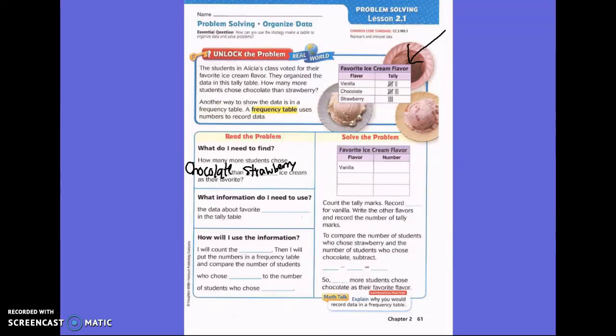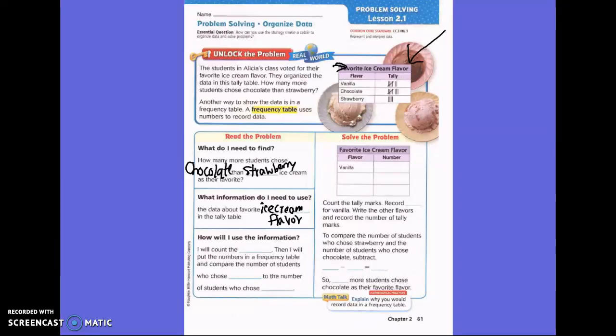Now, what information do I need to use? We're going to use the data table about favorite what? What is the title of the tally table? Favorite ice cream. Ice cream what? Flavor. Okay, right. Favorite ice cream flavor. So we wrote the data is about favorite ice cream flavor, which you can see that's the title in the tally table.